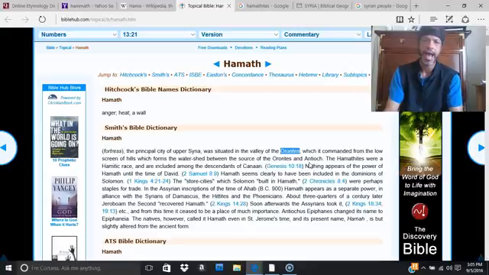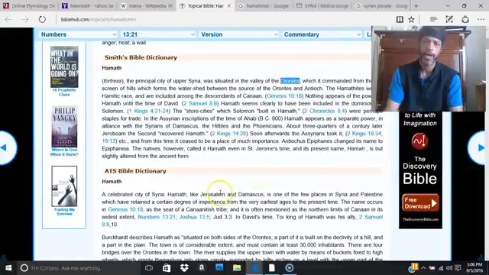The Hamathites were a Hamitic race. It should say Chamitic race. The Septuagint came first, and they are included among the descendants of Chanaan or Canaan. Nothing appears of the power of Hamath until the time of David. Hamath seems clearly to have been included in the dominions of Solomon. The store cities which Solomon built in Hamath were perhaps staples for trade. In the Assyrian inscription of the time of Ahab, Hamath appears as a separate power in alliance with Syria of Damascus, the Hittites, and Phoenicians.